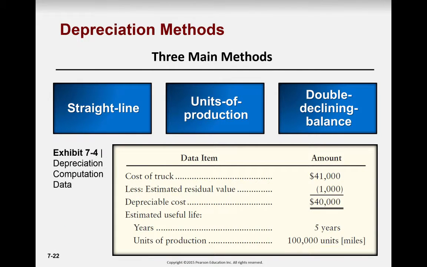We have three methods of depreciation. Straight line, which, as we discussed, is SLN as the Excel formula. We have units of production, for which there is no Excel formula. And then double declining balance, for which DDB is the Excel formula. You see here we have the cost less the estimated residual value to give us our depreciable cost. And we have 5 years or 100,000 miles. This is the information we're going to use, so make sure you add it to your Excel template and ensure that your Excel template is properly formatted.